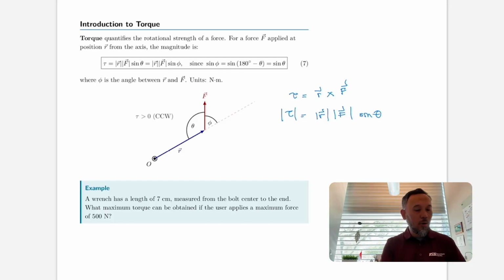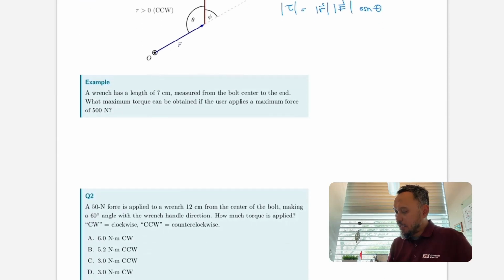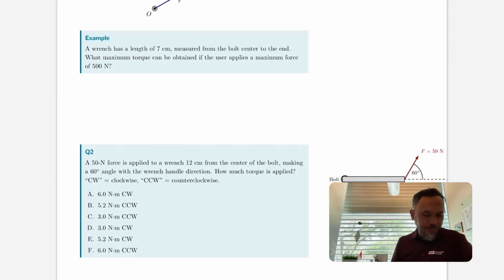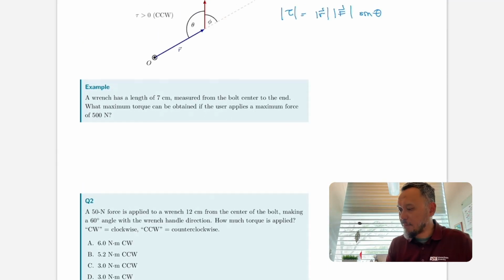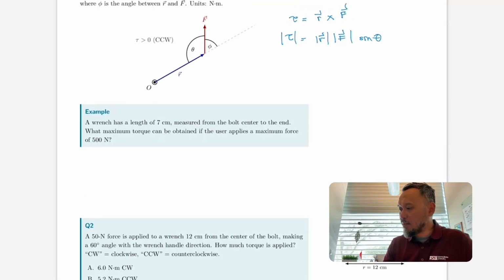We did discuss torque in the class, and we will discuss torque more on Thursday. But I want to finish at least the first example. So the torque is given by the magnitude of vector r times the magnitude of vector F times sine of the angle between them.